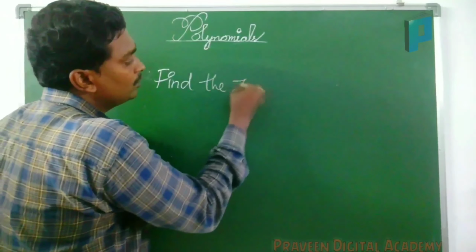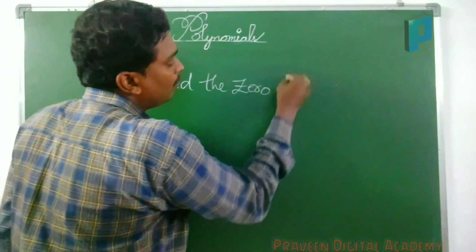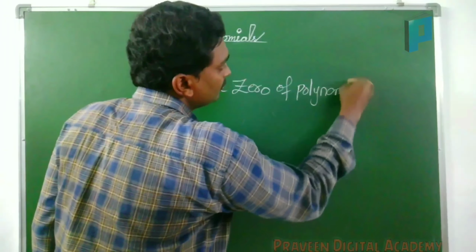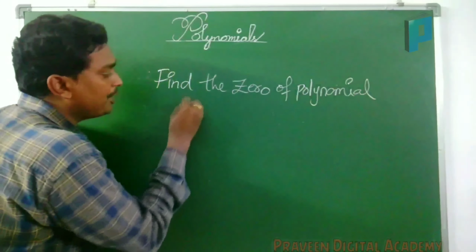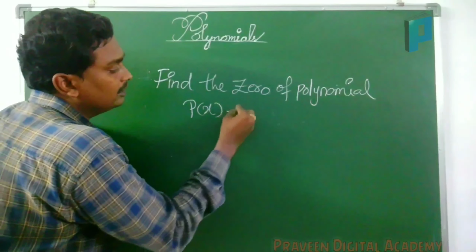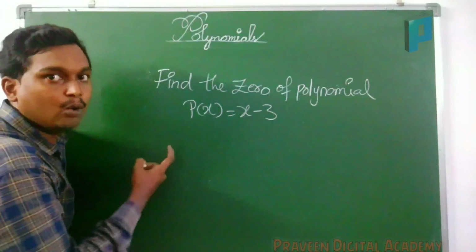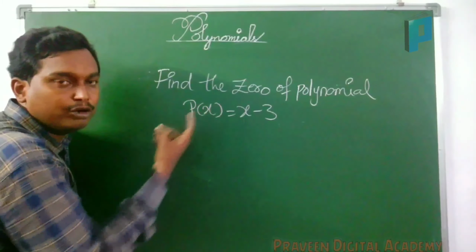If they are asking to find the zero of the polynomial p of x is equal to x minus 3, and this is the question they gave, how do we find the zero of a polynomial?